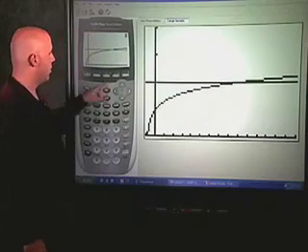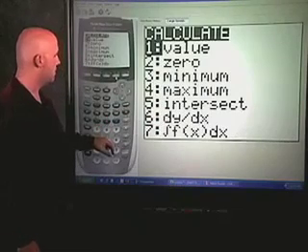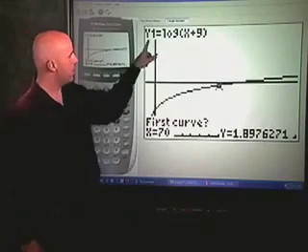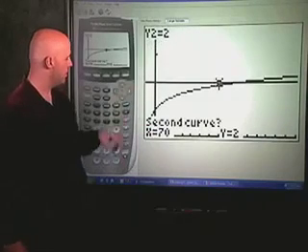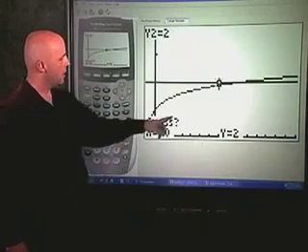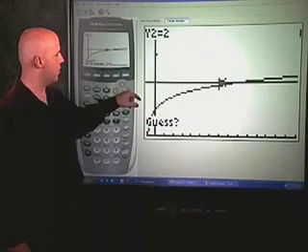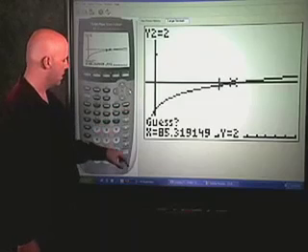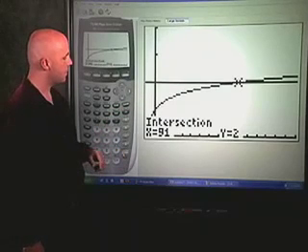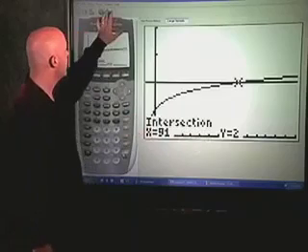So we're going to find the intersection point using our calc menu. Pick option 5 for intersect. First curve, we're on y1, so we just hit enter. Second curve, we're on y2, hit enter again. And for our guess, we'll scroll a little bit to the right, get a little bit closer to the point where the graphs cross. And we'll hit enter. And we see our intersection point is at the point 91, 2.